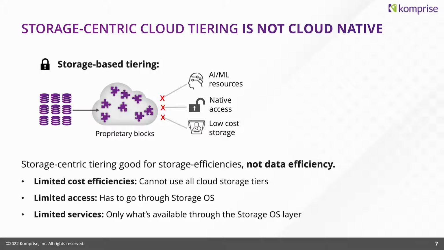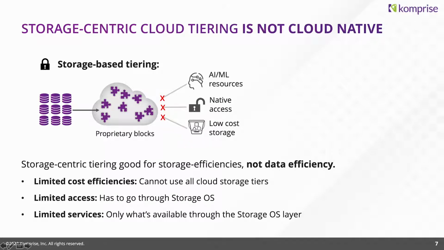Remember we said cloud native means you should be able to maximize your cost efficiency. Well, if you used storage tiering to tier to the cloud, you cannot just move your data into something like Glacier Instant Retrieval or even Deep Glacier, because it is proprietary blocks, and you can only move it around to wherever that storage vendor has configured as a deeper tier of their storage operating system. So your cost efficiencies are quite limited because you cannot actually leverage all the cost efficiencies of the cloud.